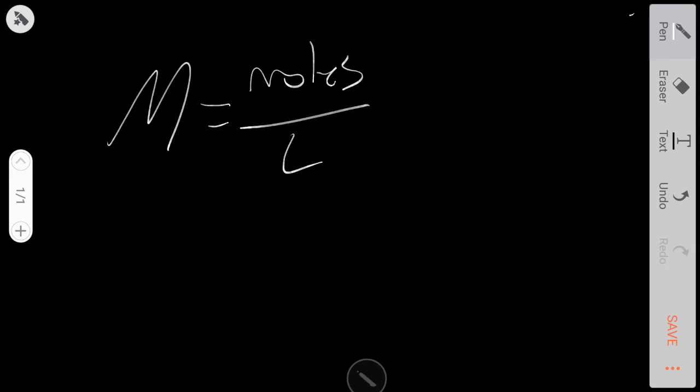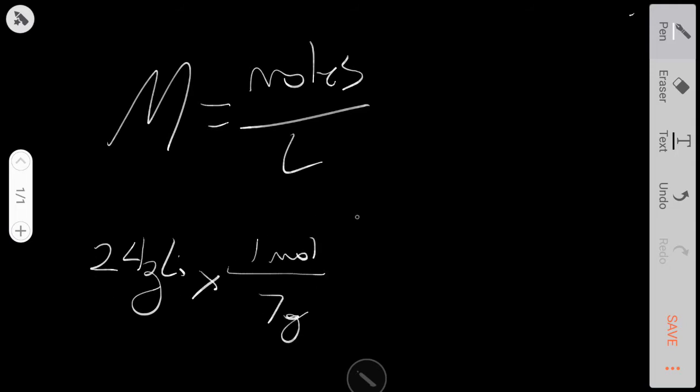All right, so I have 24 grams of lithium. I want to convert this to moles. In 1 mole, I have 7 grams. That's going to give me how many moles?